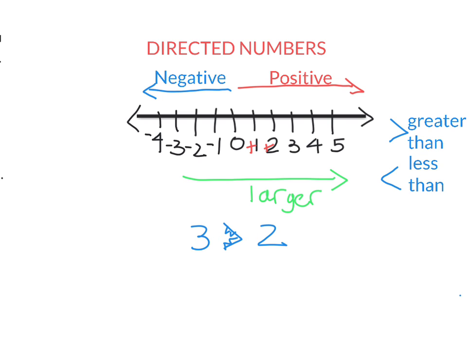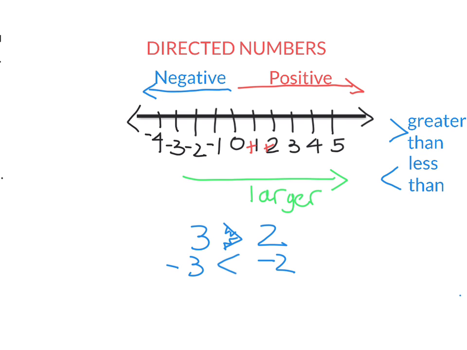You already knew that. But what about if I make these negative, -3 and -2? Well, -3 is to the left of -2. That means minus 3 is actually smaller than or less than minus 2. So once again, the crocodile wants to eat the bigger number. The bigger number here is minus 2.